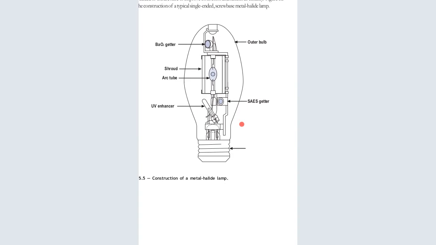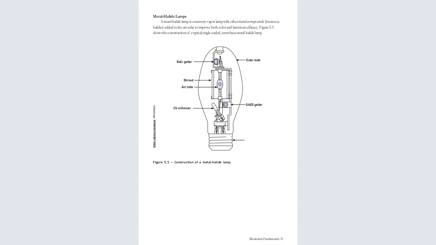Oh, so you see how it looks? The metal halide lamp is a mercury vapor lamp with other metal compounds known as halides. It has some halides in it, added to the arc tube to improve both the color and the luminous efficacy. This shows the construction of the typical single-ended screw metal halide lamp. So you can see this is just a construction.